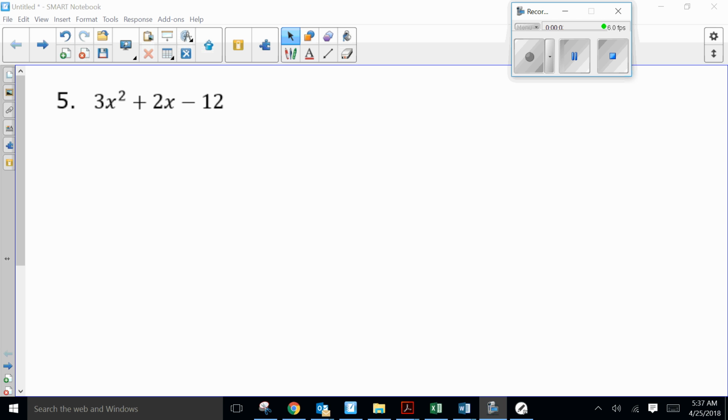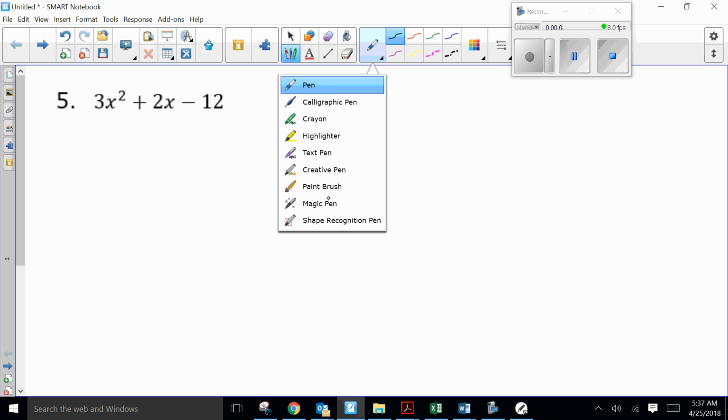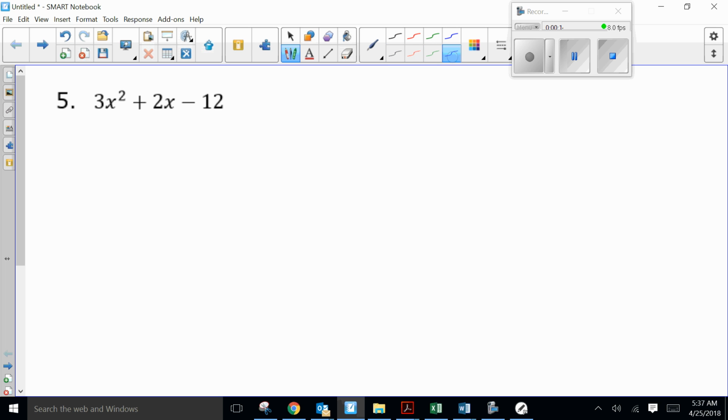Okay, number 5, we decided needed to be solved with the quadratic equation. One reason I decided that is that it cannot be factored if I try to factor. And my coefficient to x squared is not 1, and it's also not a perfect square to make a perfect square trinomial. So setting this equal to 0, now I'm going to solve using my quadratic equation.